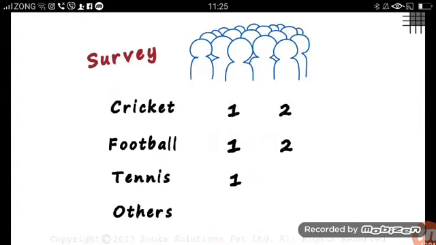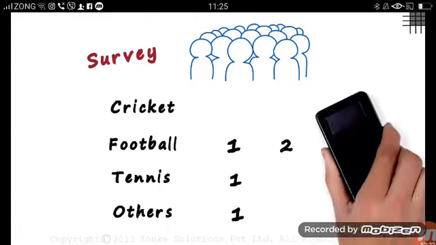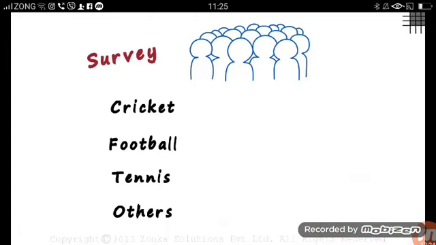So out of the 5 people surveyed, 2 like cricket, 2 like football, and 1 likes tennis. Then someone else says baseball, and then someone else says football. What do you notice? It gets a bit tedious and is not the best way to take a survey. Let's understand a better way to do this.